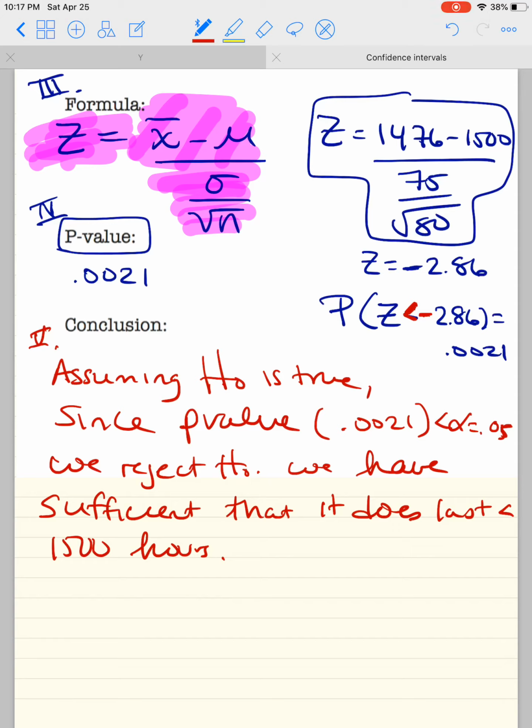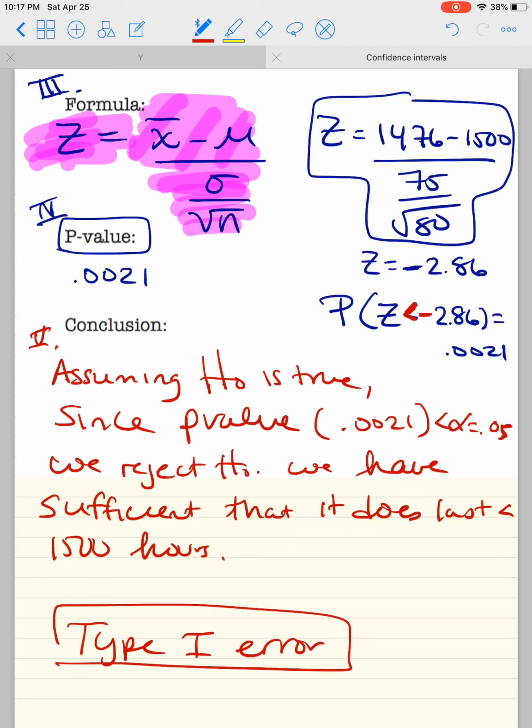If we did make an error, it would be a type 1 error because we rejected. So that's how we do this problem. And once again, slow it down, try the problem yourself, make sure you know how to use the calculator for this stuff, and remember there's 5 steps for a hypothesis test.